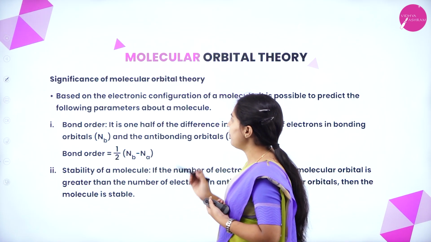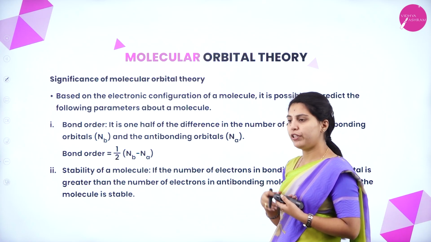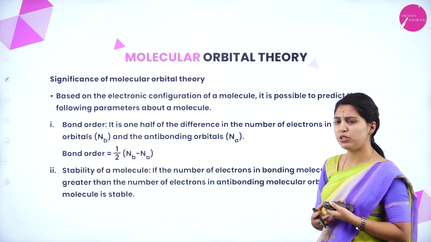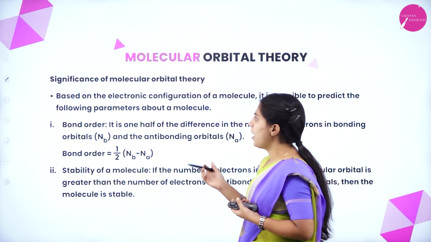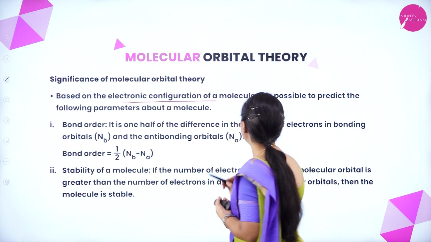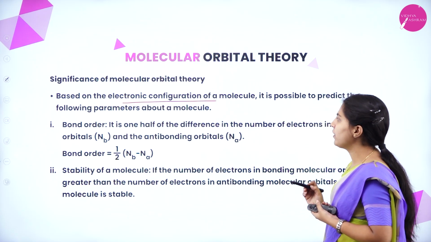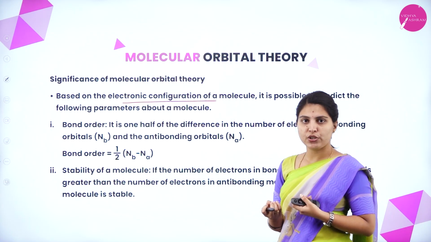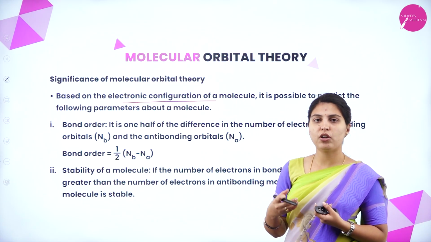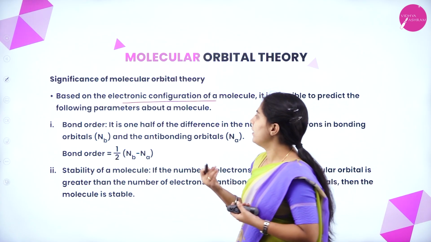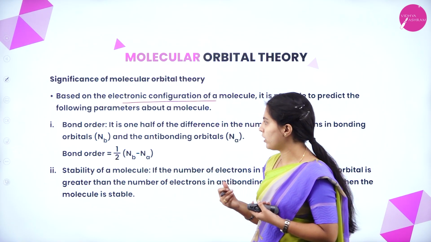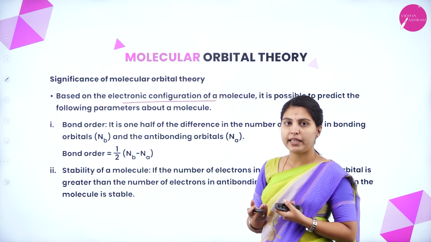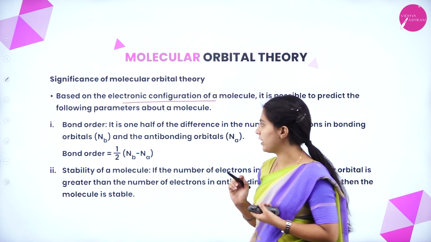Next, significance of molecular orbital theory. If we are writing the energy level diagram in molecular orbital theory, what is the significance? Based on the electronic configuration of a molecule, it is possible to predict the following parameters about a molecule. We write the electronic configuration through the bonding molecular orbitals and the anti-bonding molecular orbitals. Then we will understand the following parameters: bond order, stability of a molecule, and magnetic character.